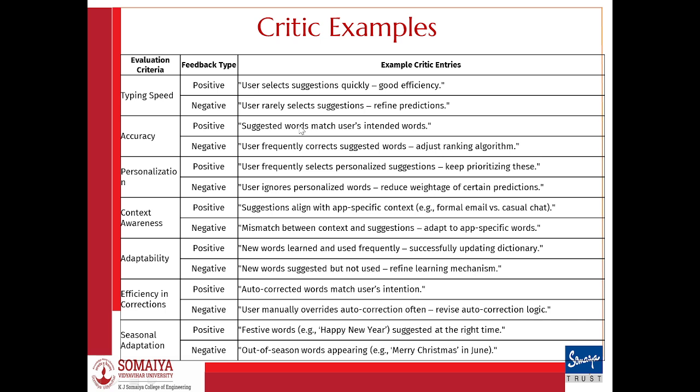Here are some examples of the critic. These are some example criteria, and the feedback could be positive and negative, and accordingly the critic can modify the learning element, and the learning element can modify the performance element. The performance element is supposed to choose the action that would be performed on the environment, and again we are going to get feedback through the sensors, and this is how the loop would complete.